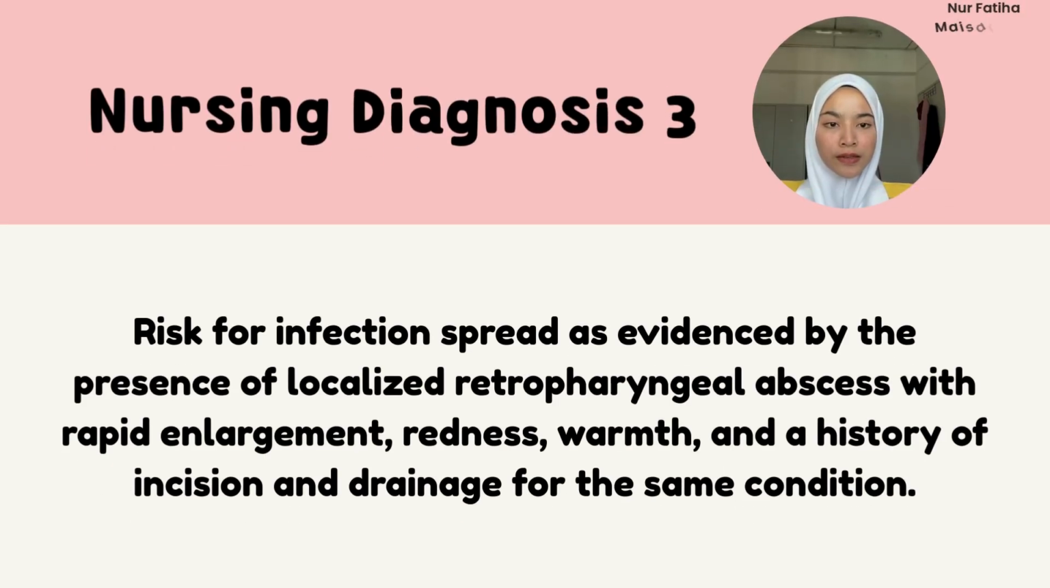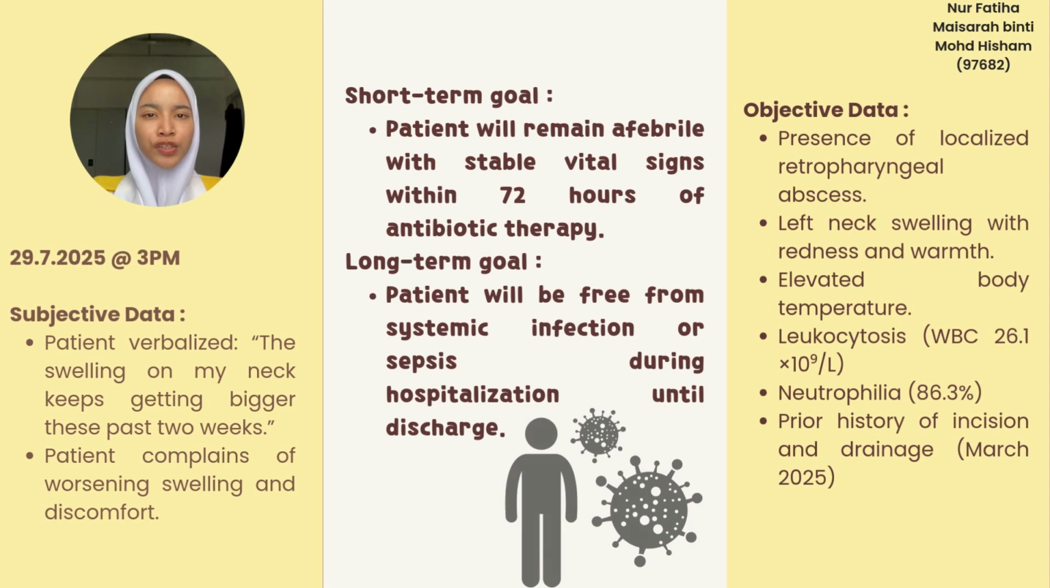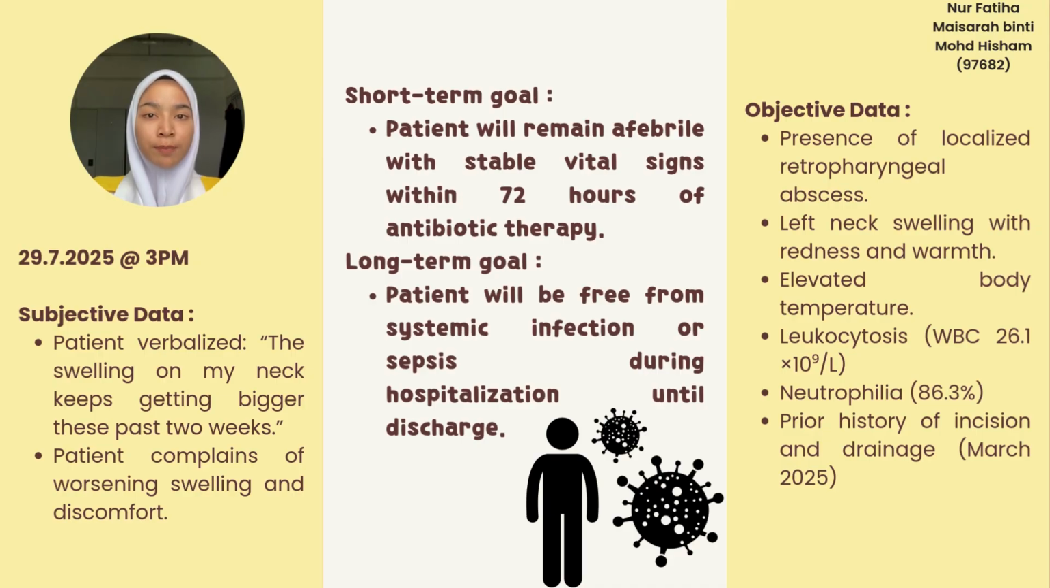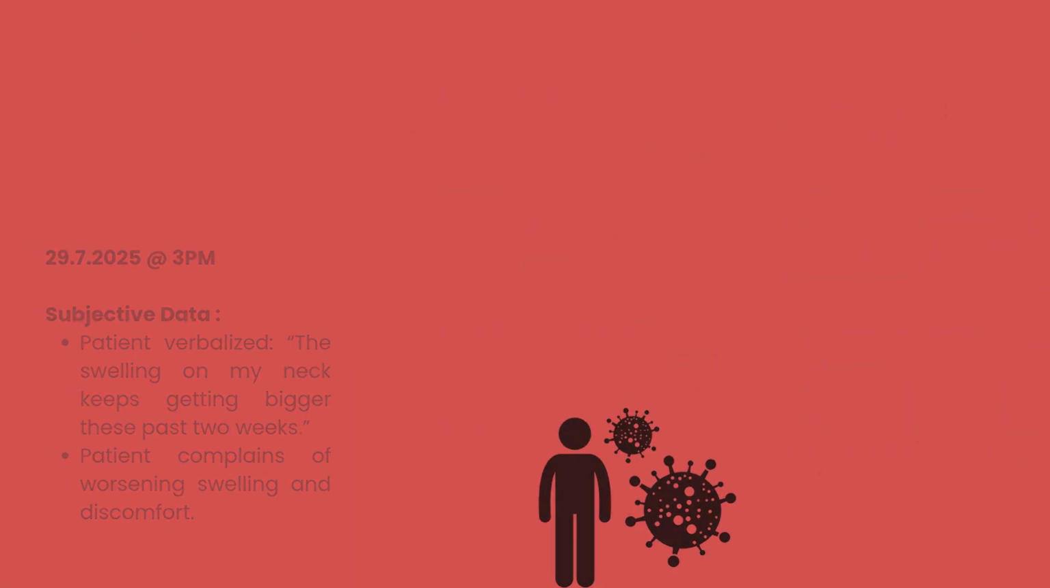The last nursing diagnosis is risk for infection spread, as evidenced by the presence of a localized retropharyngeal abscess with rapid enlargement, redness, warmth, and a history of incision and drainage for the same condition. The patient said, "The swelling on my neck keeps getting bigger these past 2 weeks." On assessment, there was redness, warmth, rapid enlargement, fever, and elevated white cell count. The short-term goal was to remain afebrile with stable vital signs within 72 hours, and the long-term goal was to remain free from systemic infection throughout admission.